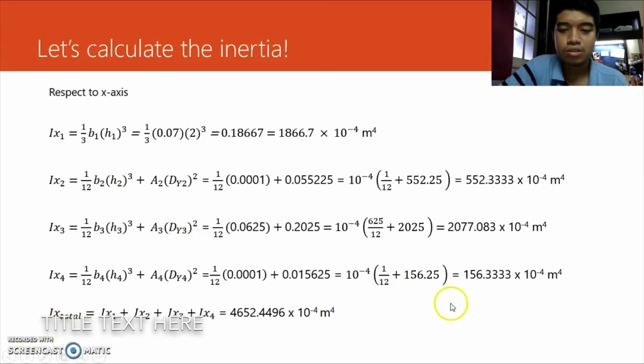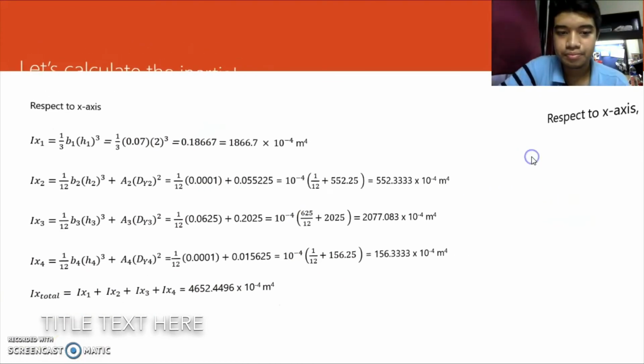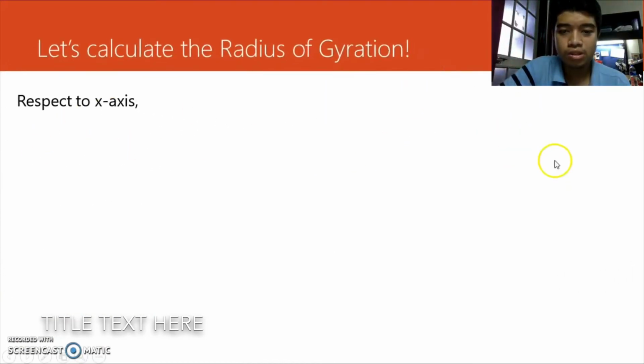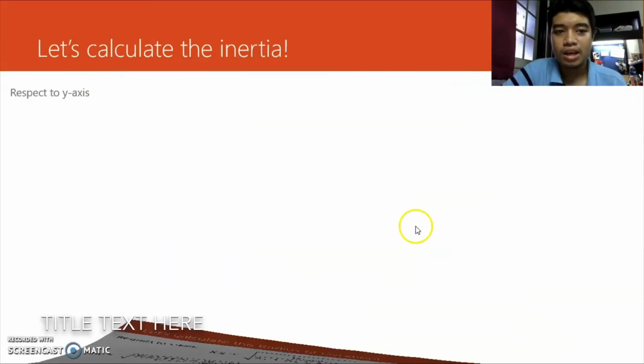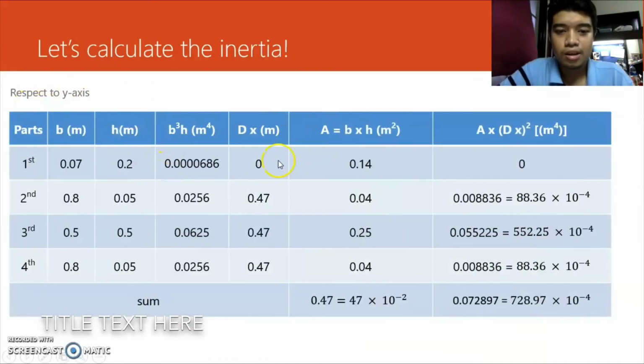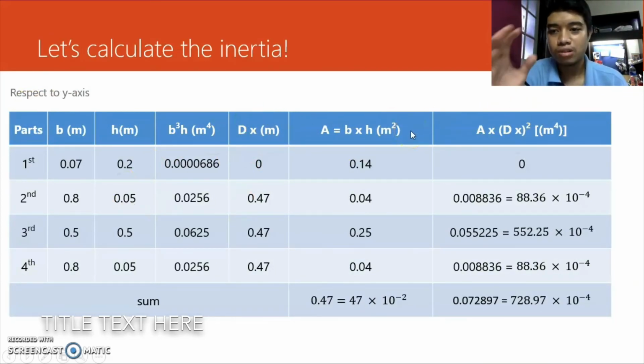This is the Ix total that I already calculated. And then we find the radius of gyration with respect to the x-axis. This is the radius of gyration with respect to the x-axis. And then with respect to the y-axis, I use 0 again for the distance of x, because the part is already at the edge of the axis.